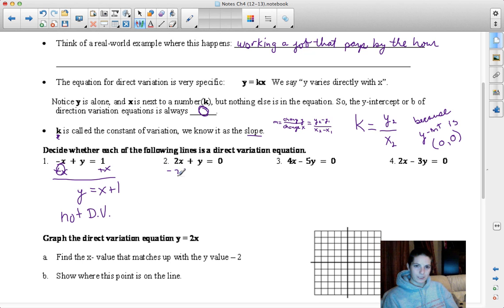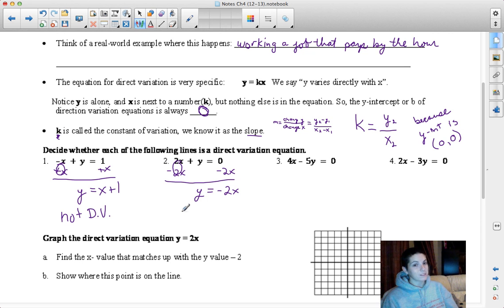Form, so we need to subtract 2x, subtract 2x. We now have 0 plus y. Y equals 0 minus 2x, negative 2x. We have an m of negative 2 and a b of 0. So that means that my constant of variation is really negative 2.